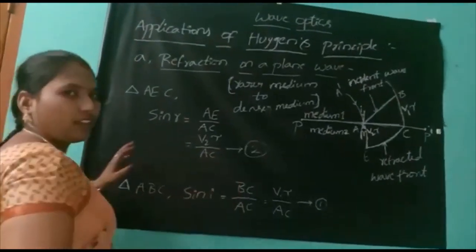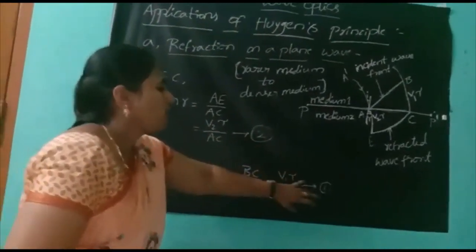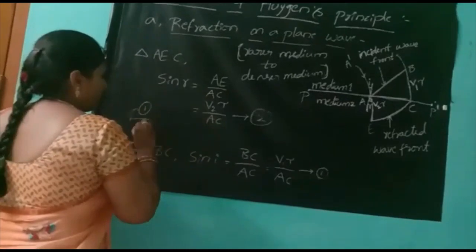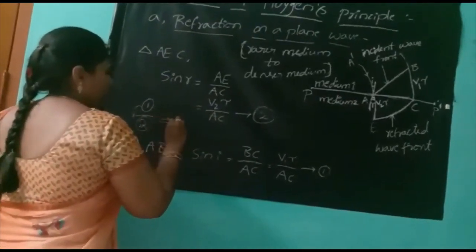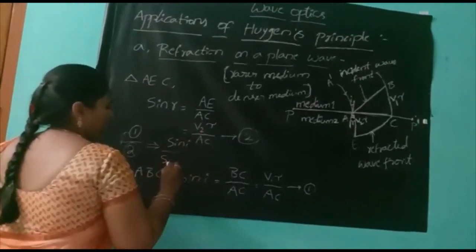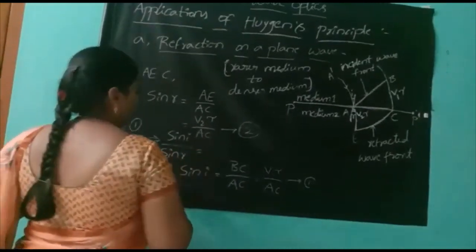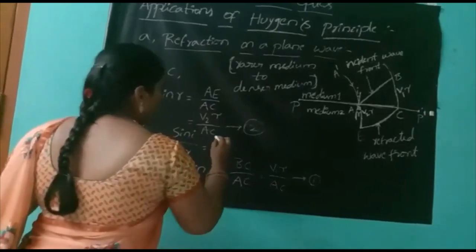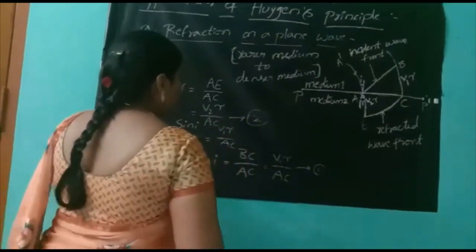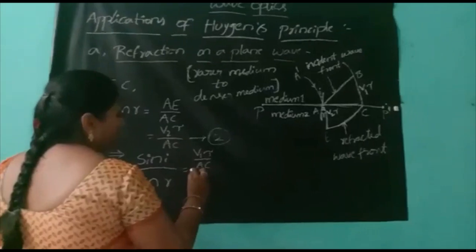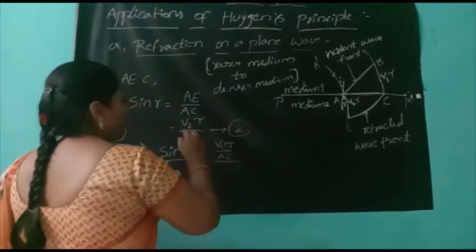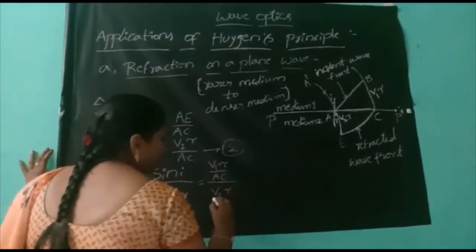Dividing equation 1 by equation 2, that implies sin I by sin R is equal to V1 tau by AC divided by V2 tau by AC.